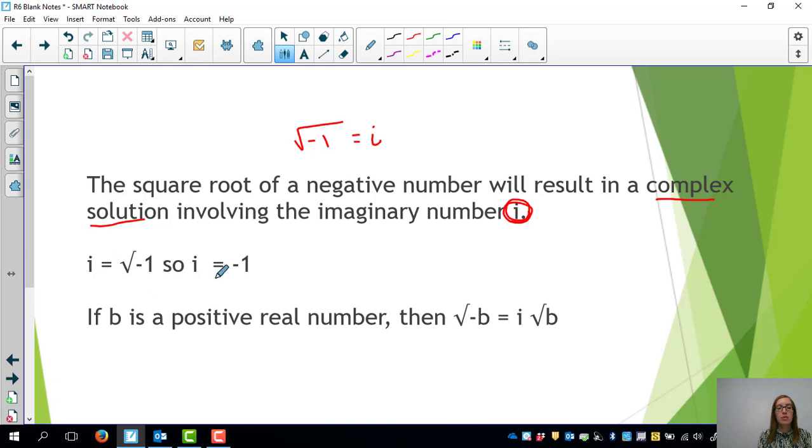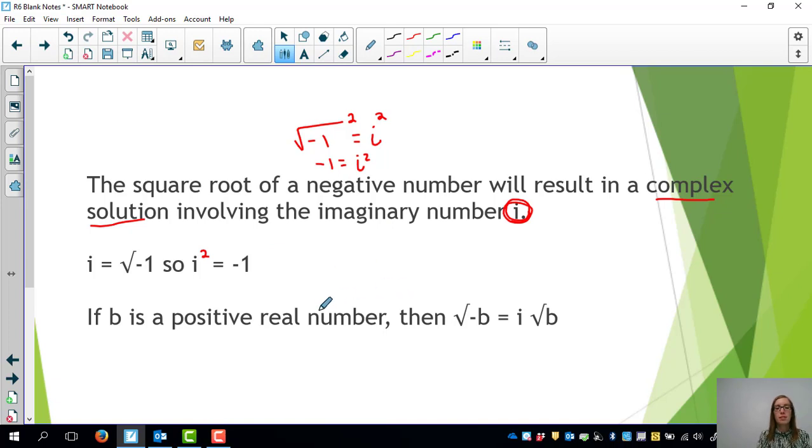So i squared is equal to -1. We find that by squaring both sides. Square root of something squared is just that something. And then we're left with i squared. So i squared equals -1.